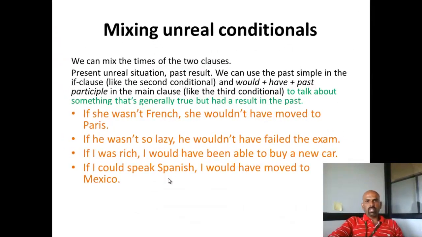In what way can you mix the unreal conditionals? These are used to talk about something that is generally true but had a result in the past. If she wasn't French, she wouldn't have moved to Paris. If he wasn't so lazy, he wouldn't have failed the exam. If I was rich, I would have been able to buy a new car.